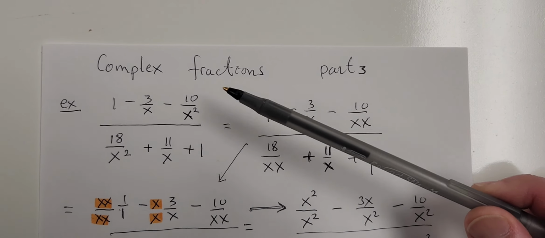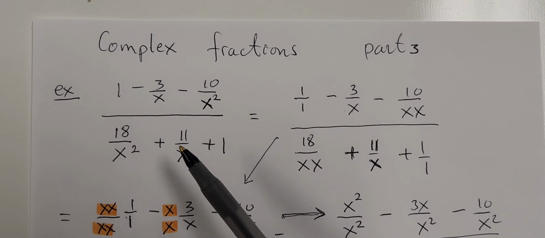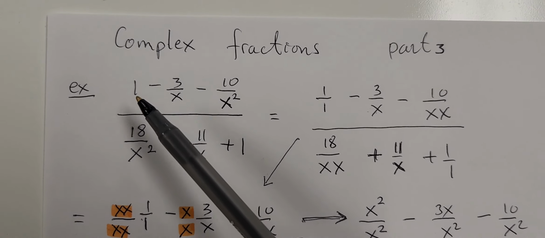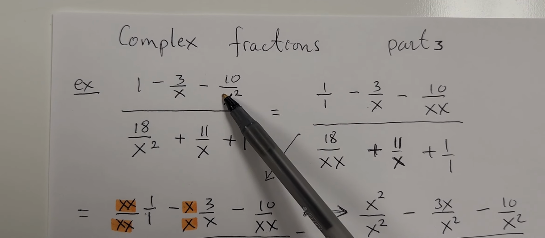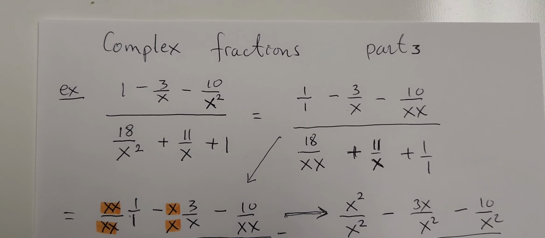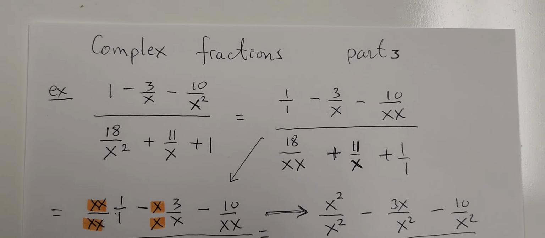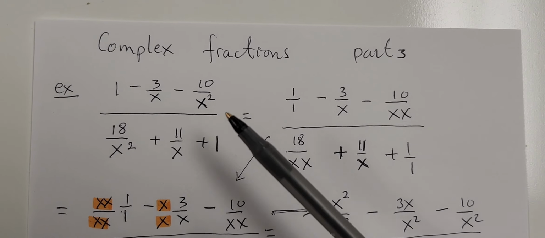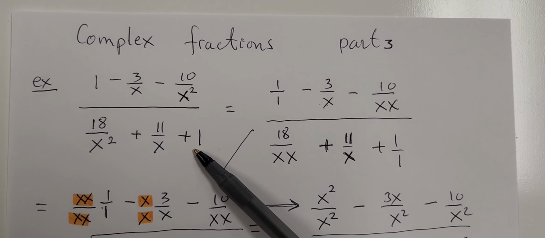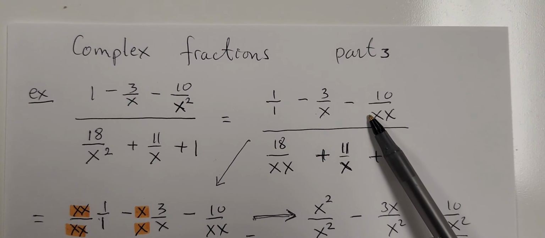This lesson is Complex Fractions, Part 3. Here we have an example with 3 fractions on top and 3 fractions in the bottom. Again, we're adding or subtracting 3 fractions on the top, and also adding or subtracting in the bottom. So the first step, we're going to move from here to over here.